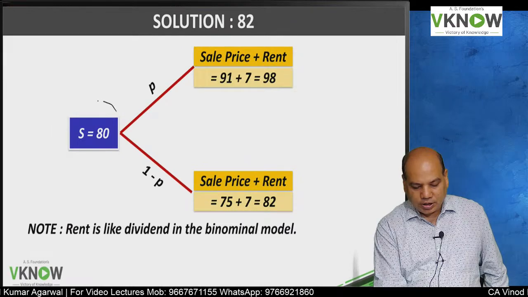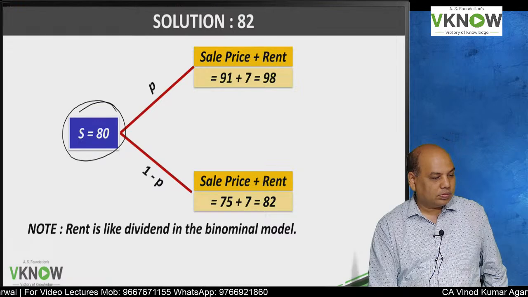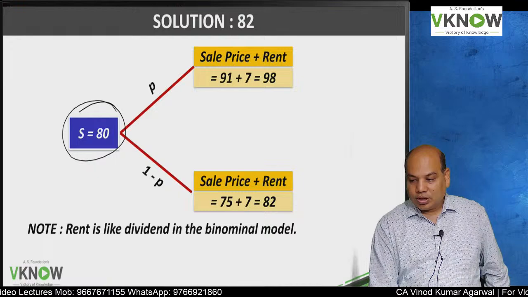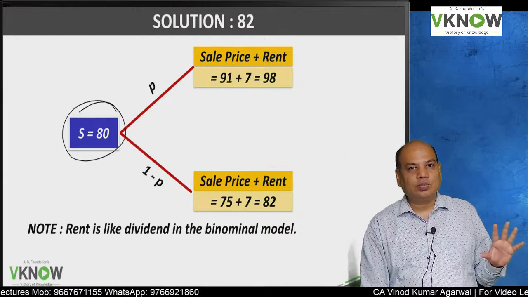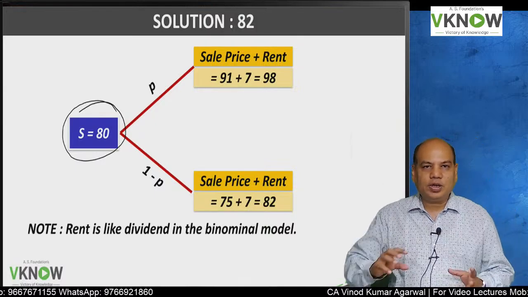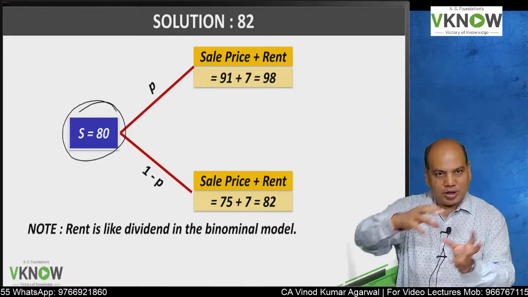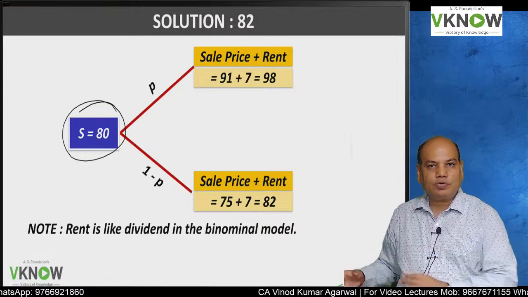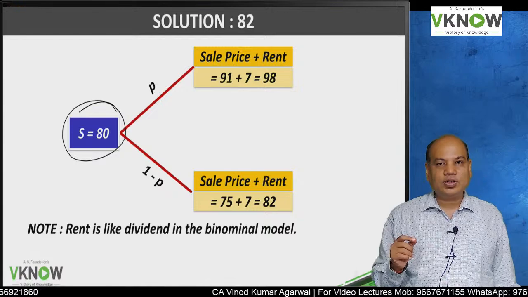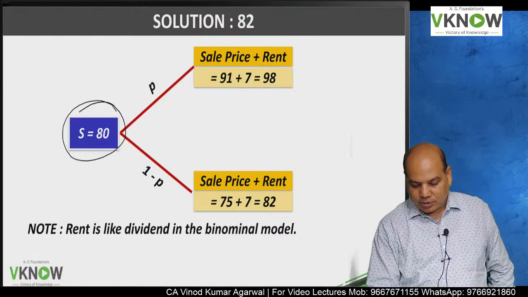Today the price is 80 rupees. Write down S equal to 80. Like in the risk neutral model, we write share price. It will rise, it will fall. Depending upon the rise in the price, the value of the call option is decided. Depending upon the fall in the price, the value of the call is decided. So the flat price today is 80, and after 1 year it will be 91.